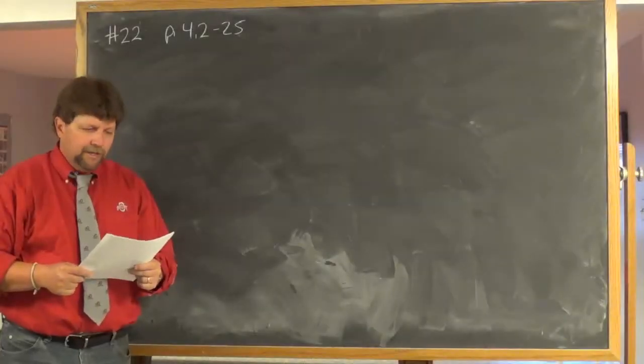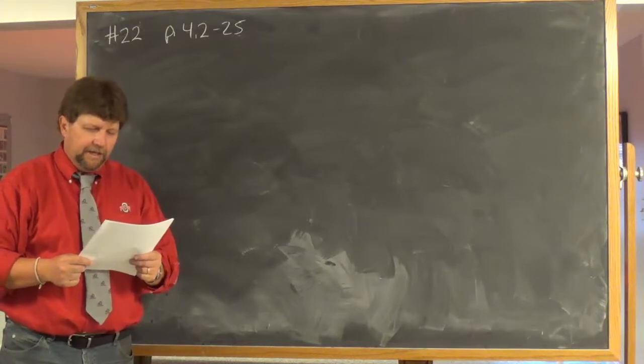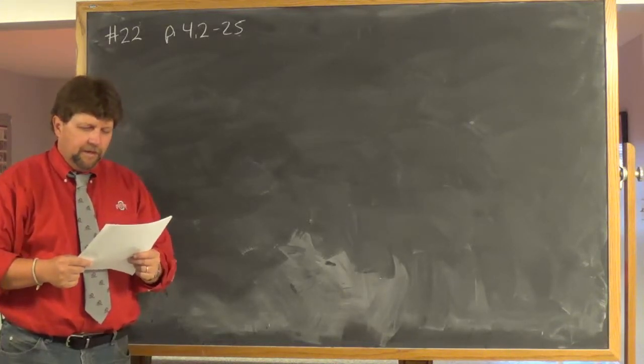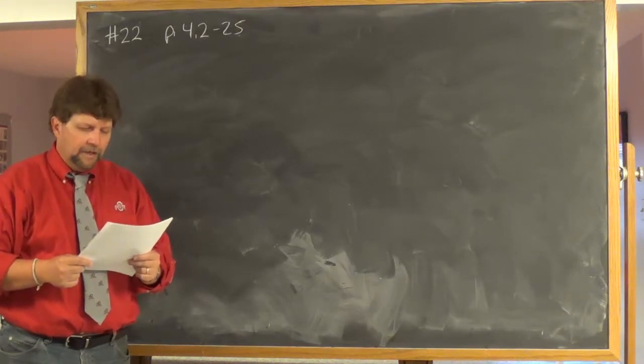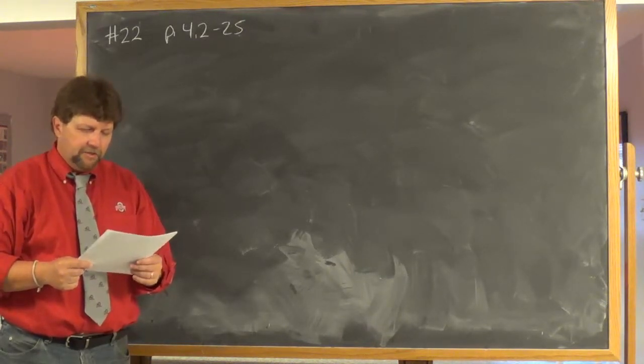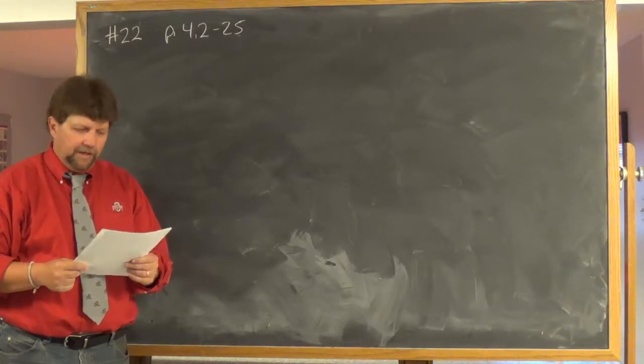All right, in number 22, Jim wants to build a rectangular parking lot along a busy street, but Jim only has 2,500 feet of fencing available. Okay, we don't need any fencing along the street. We want to determine the maximum area of the parking lot.